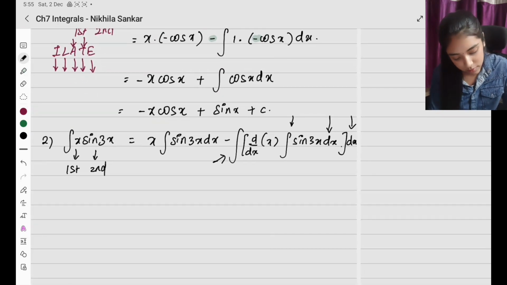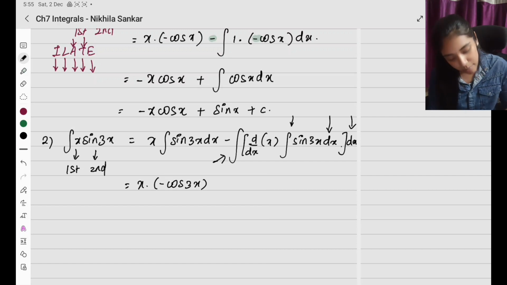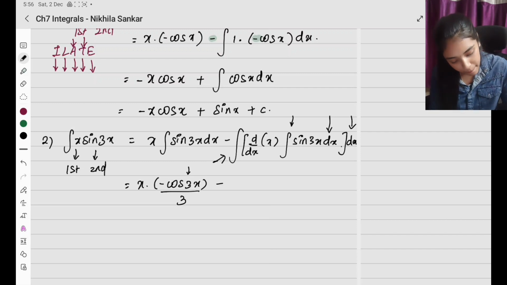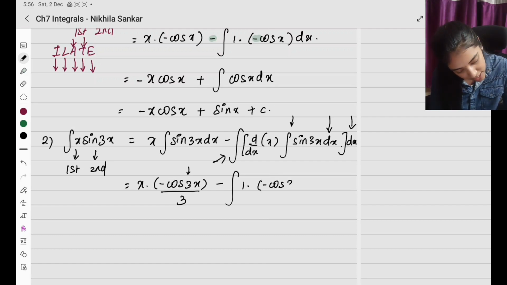Okay? So x times the integration of sin is cos, so I have minus cos 3x. But the coefficient of x is 3, so you have to divide by 3 when integrating. Minus the big integral of d by dx of x, which is 1, times the integral of sin 3x, which is minus cos 3x by 3.